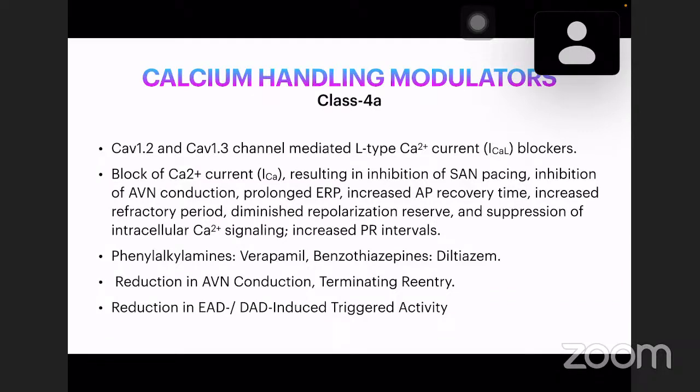Both of them are calcium channel blockers. These two are in the same class, but in spite of that, their inherent chemical nature is different. One is a phenylalkylamine, one is a benzodiazepine. These two drugs cause a reduction in the AV node conduction, terminate the re-entry, and decrease the early afterdepolarization and delayed afterdepolarization, reducing trigger activity.